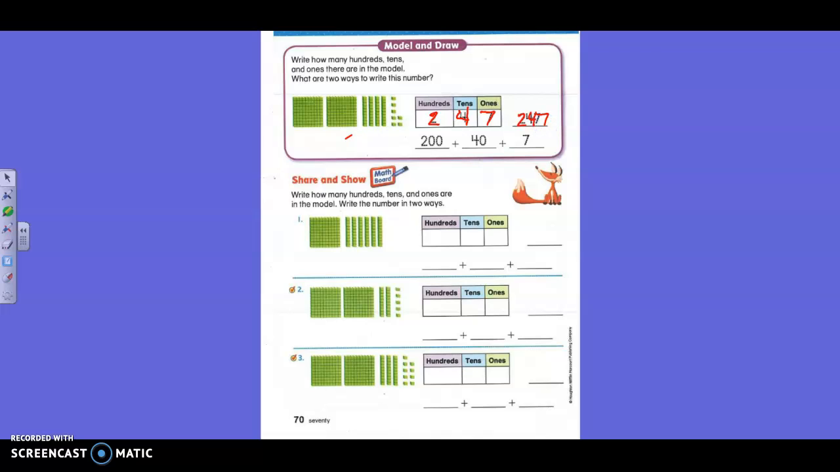But then you're also going to write it in expanded form. Guys, expanded form means you're breaking it apart. Instead of just saying 200, you're going to write the number 200, plus how many tens? 4 tens is 40, and then 7 ones. That is what we are doing today. We are doing our numbers not just in number form, but in expanded form, okay? Let's do number 1 together.